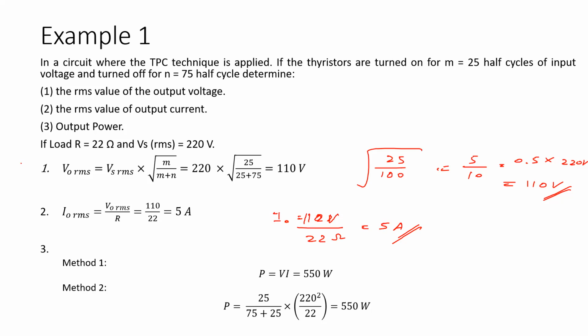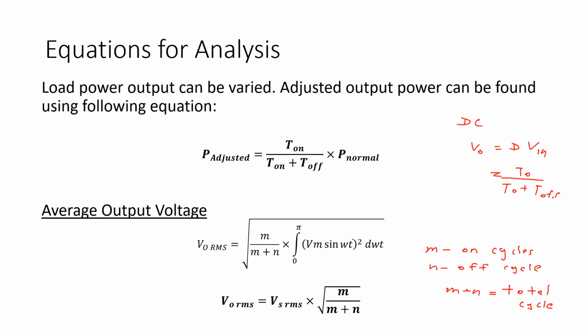Okay, then we are asked to calculate the output power. There are two ways to calculate output power. Earlier we discussed this equation: T on over T on plus T off into normal power. As I explained earlier, these AC to AC converters are usually used to adjust the power output of a load. So this is the adjusted power.